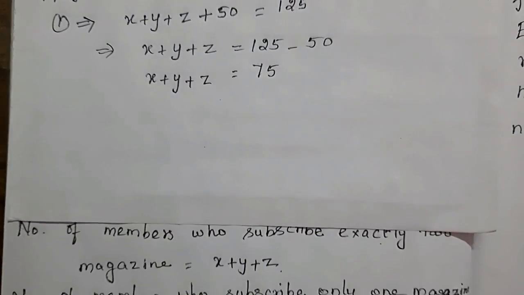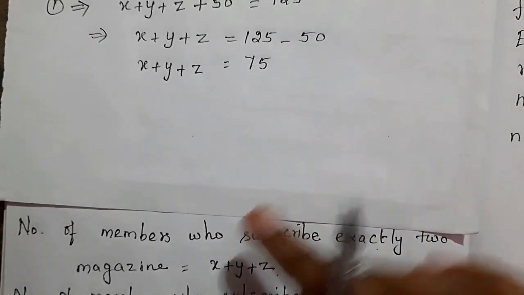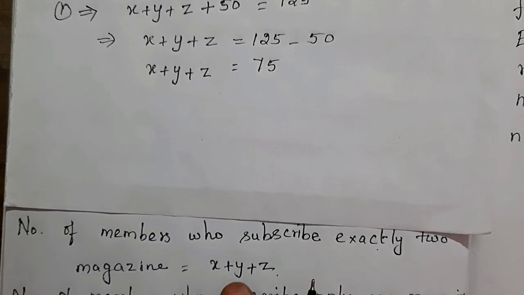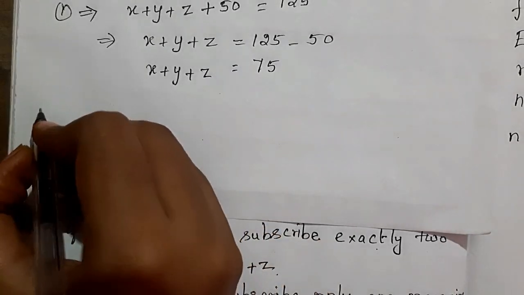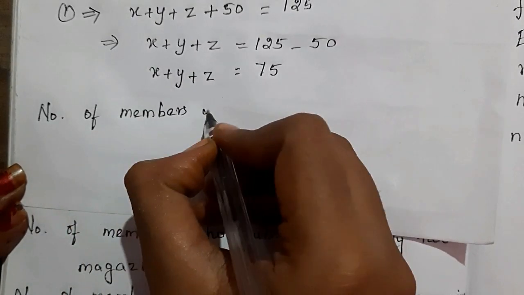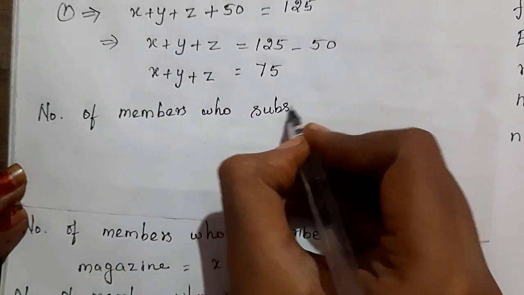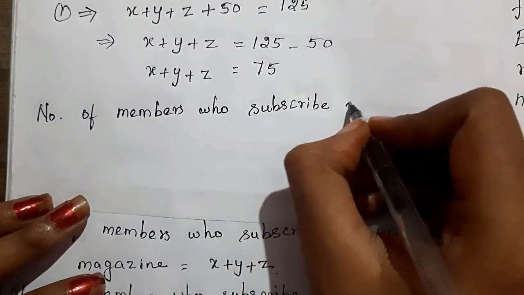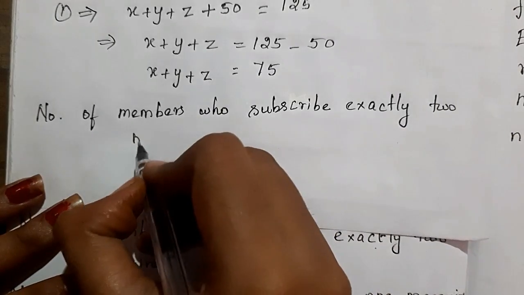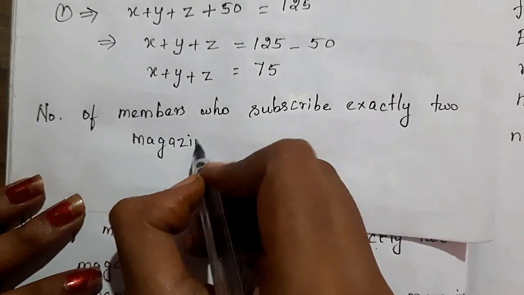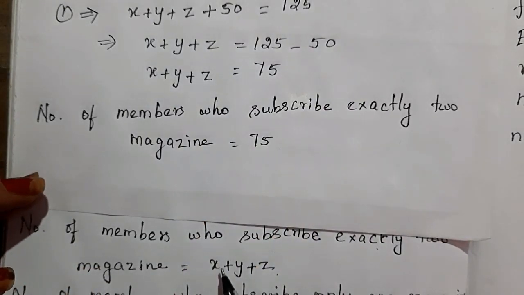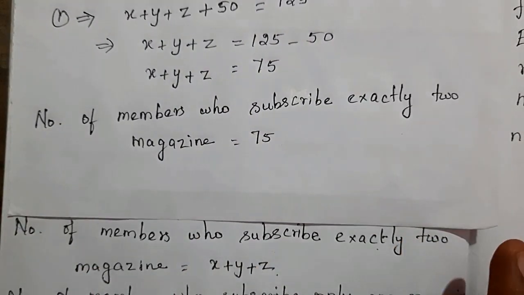So what is x plus y plus z? The number of members who subscribe exactly to magazine. So the first part we completed. So we can write: number of members who subscribe exactly to magazine equal to 75. Okay, using this we found the first part.